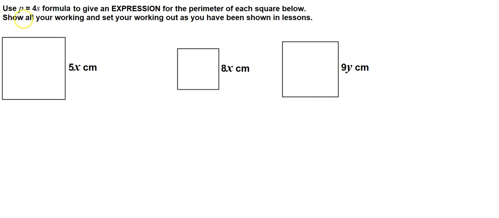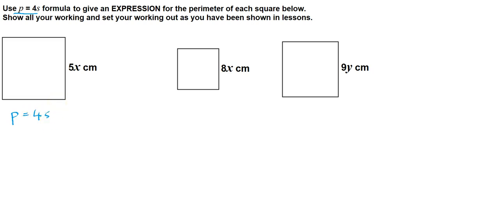Okay, so for these problems we have to use the formula P equals 4S. Now that's the formula for a perimeter, for a square. And we need to give an expression this time for the perimeter of each square below. Okay, so it shouldn't be too tricky. We start with P, perimeter equals 4S, so 4 times whatever one of the sides is.